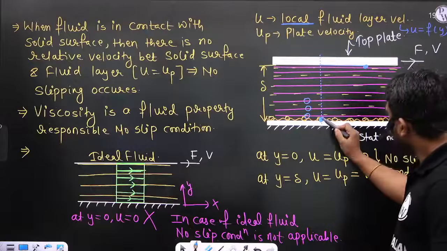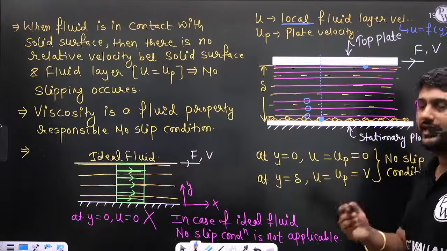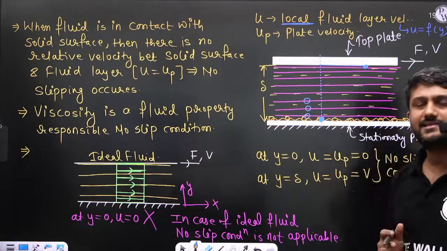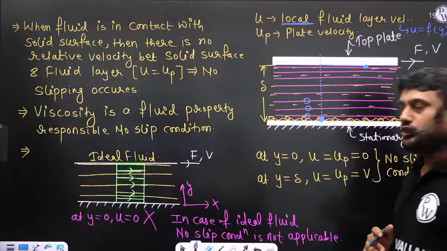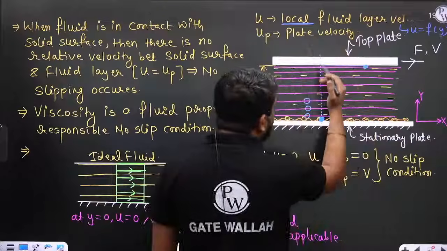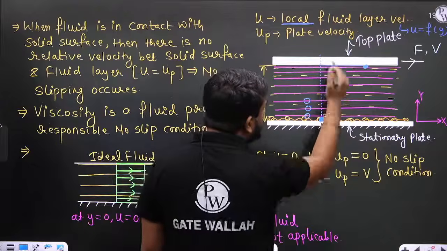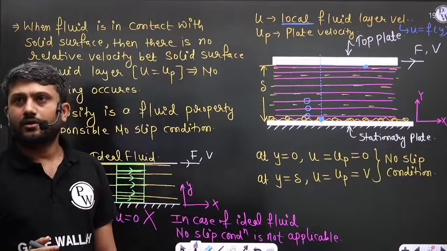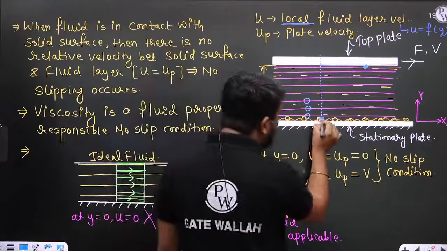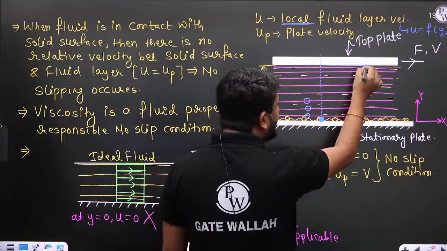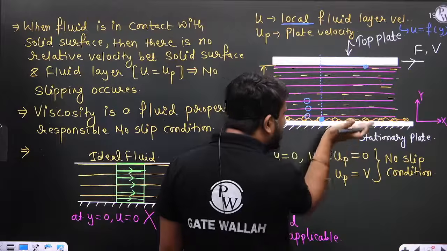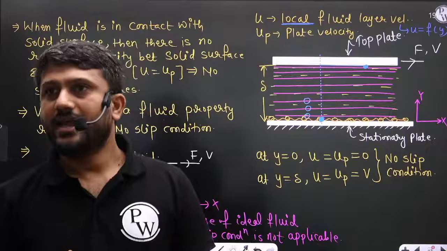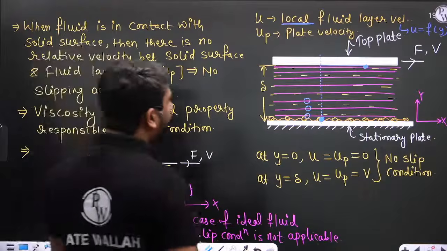Right? Here at y is equal to 0, the velocity is 0, and at y is equal to delta, let us consider some numerical value. Let us consider that is 10 meter per second. So what about the layers present between the bottom layer and the top layer? Obviously, if this layer has velocity 0 and this layer has velocity 10 meter per second, then as we move in the y direction, the velocity increases.